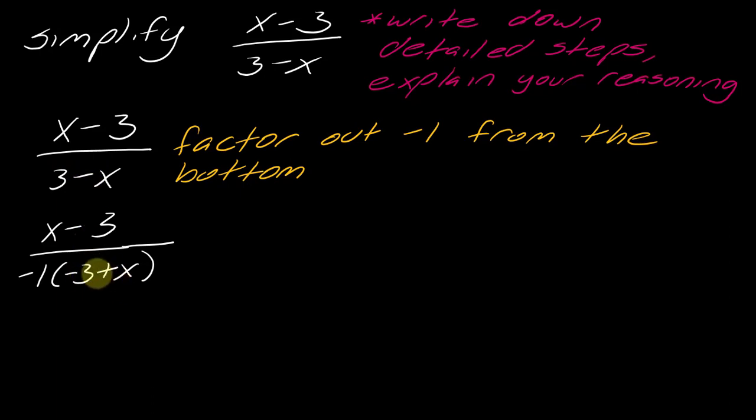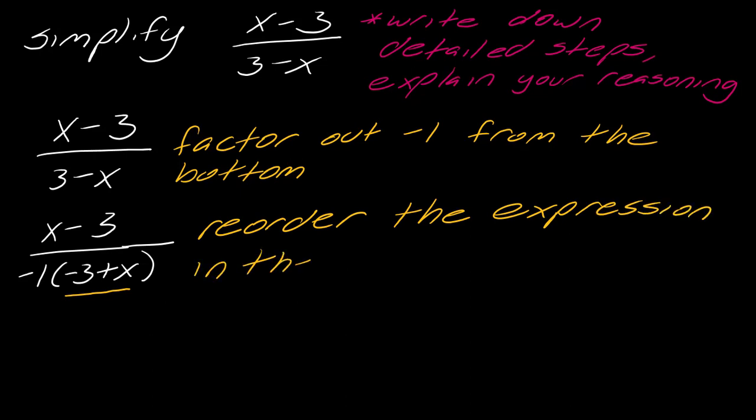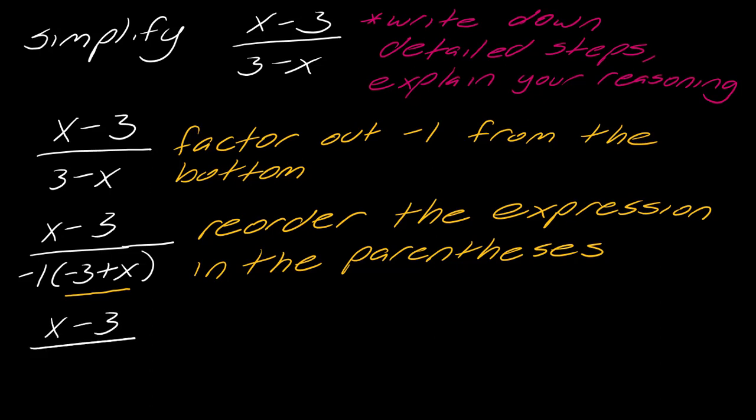Now I want to reorder inside the parentheses. So just to direct your attention, I want to reorder the expression in the parentheses. So now that's going to be (x - 3) over -1 times (x - 3)... and you might want to pause and see if you can write this out for yourself. If I reorder this, now this becomes x - 3, right? If I flip-flop the order here, the x will come first, so I don't have to write that plus sign anymore, and then the -3 comes last. So this is now reordered.